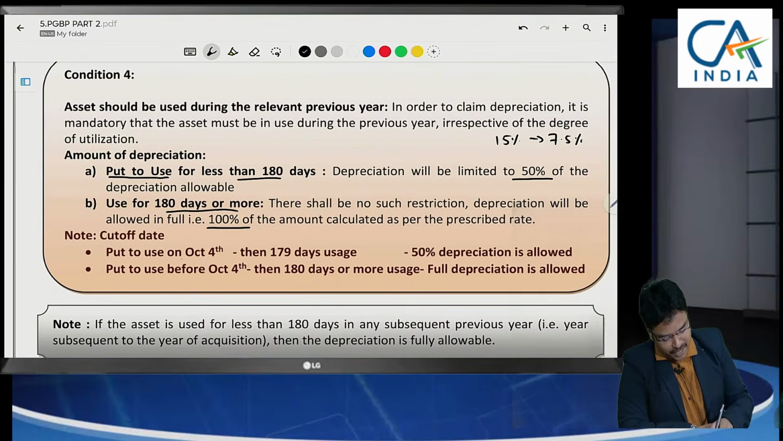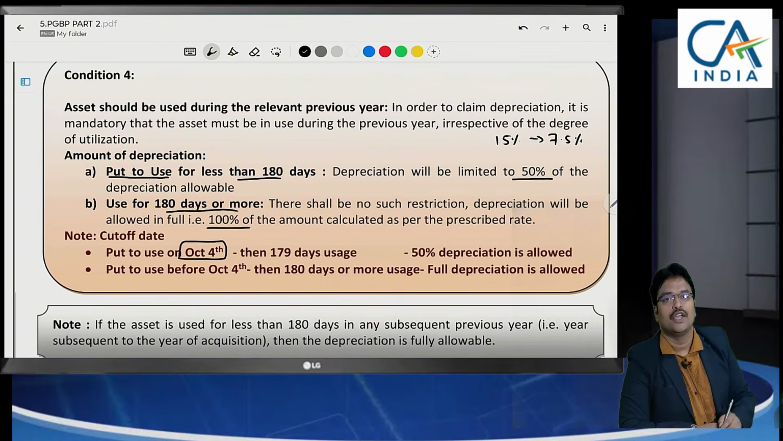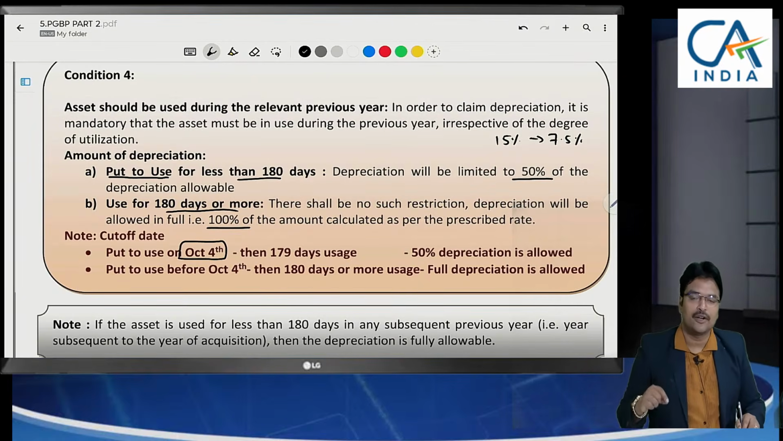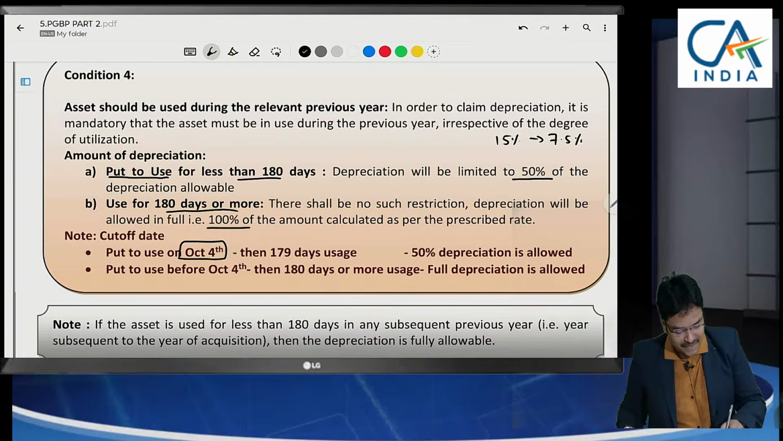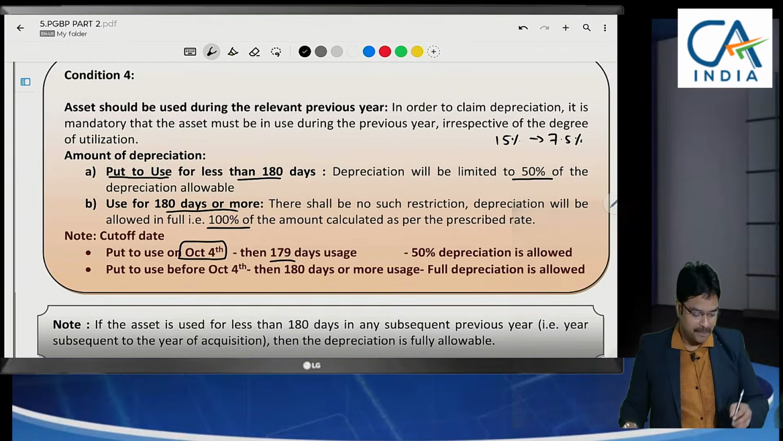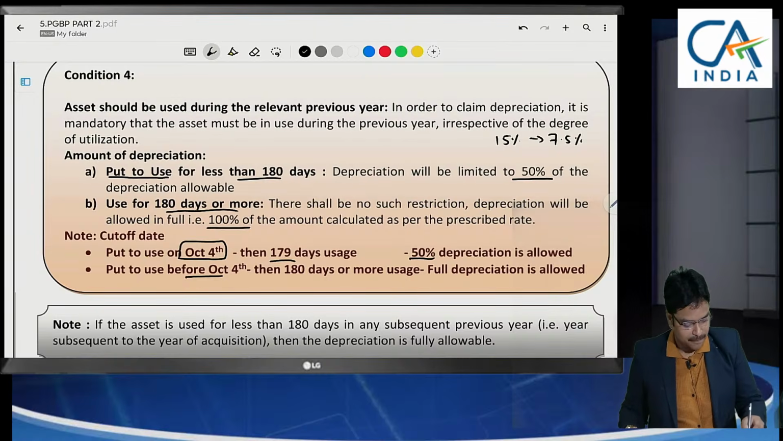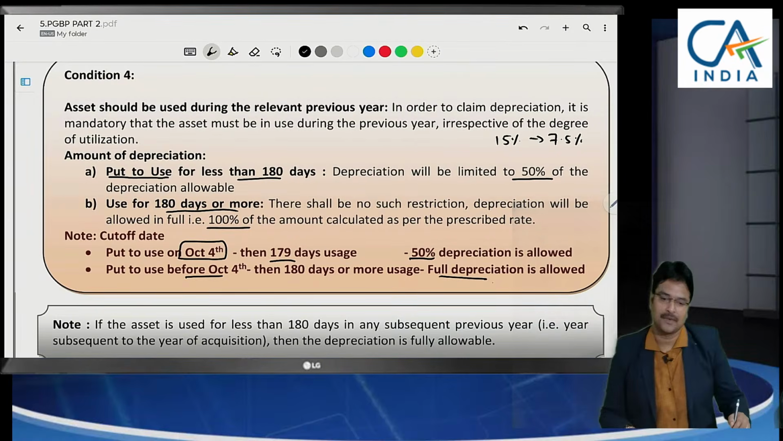So here, if you see, the cutoff date is October 4th. If you put to use on October 4th, October has 31 days. For the first 3 days we didn't use, and from October 4th onward we started using. That means in October 28 days. October, November, December, January, February, March, if you make a total, here we will get 179 days. So if you put to use on October 4th or later, then we will get 50% depreciation. Before October 4th, if we put to use, we will get full depreciation. So the cutoff date is October 4th.